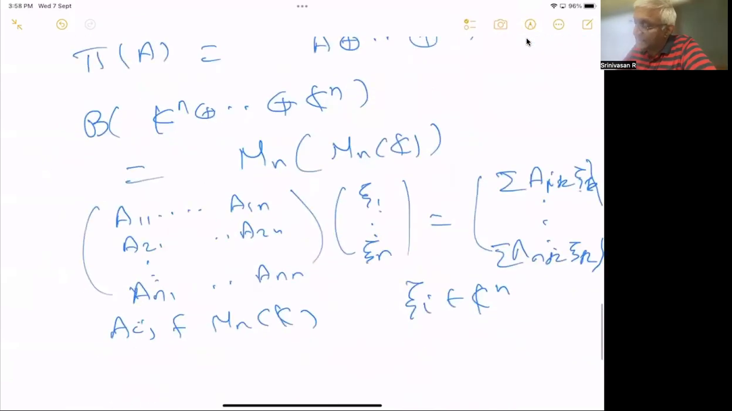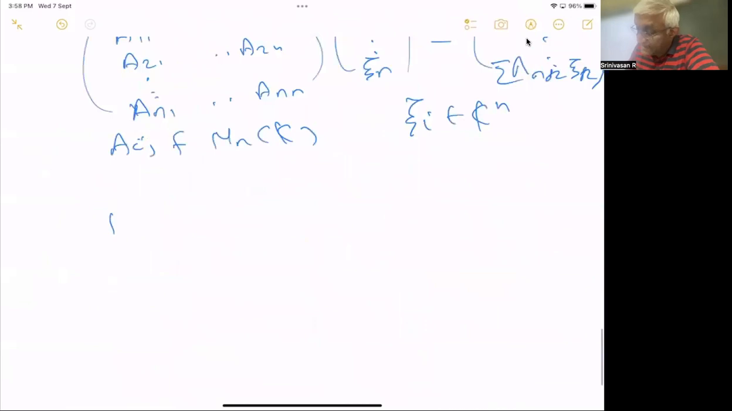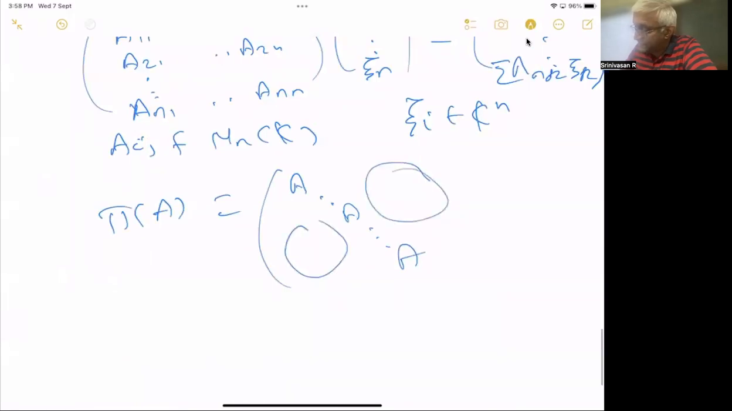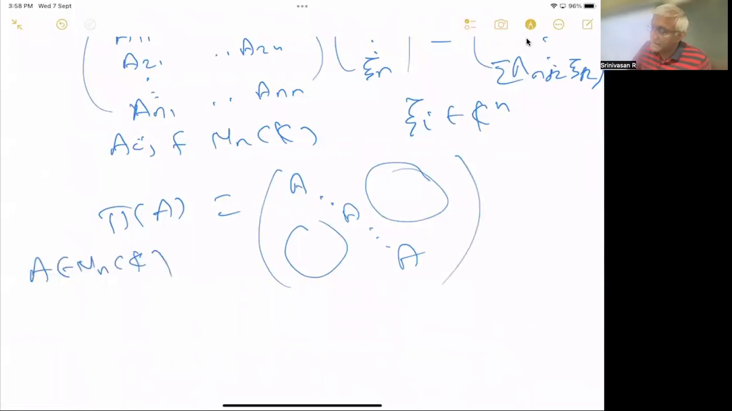Now I am saying pi is nothing but a direction. So pi of a, in this notation, is a matrix with zeros everywhere and a on the diagonal. That's what I'm saying, pi of a. Here a is in Mn(C), and pi of a is in Mn of Mn(C). It's diagonal, but it is an operator on Cn direct sum, n times.